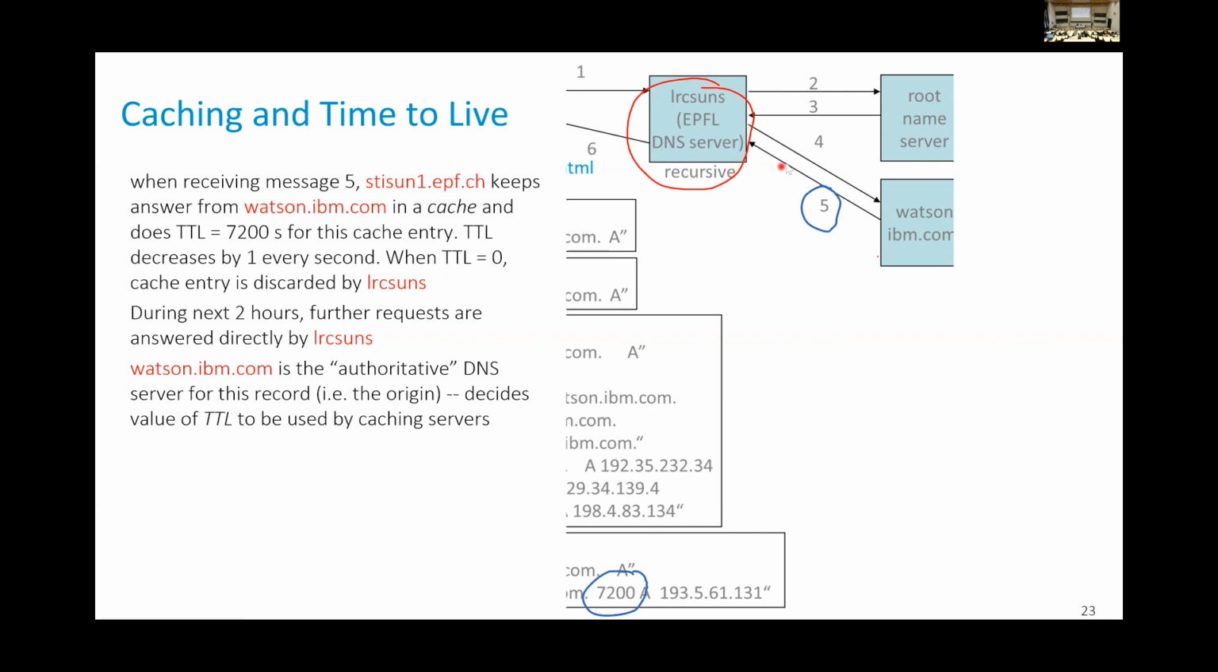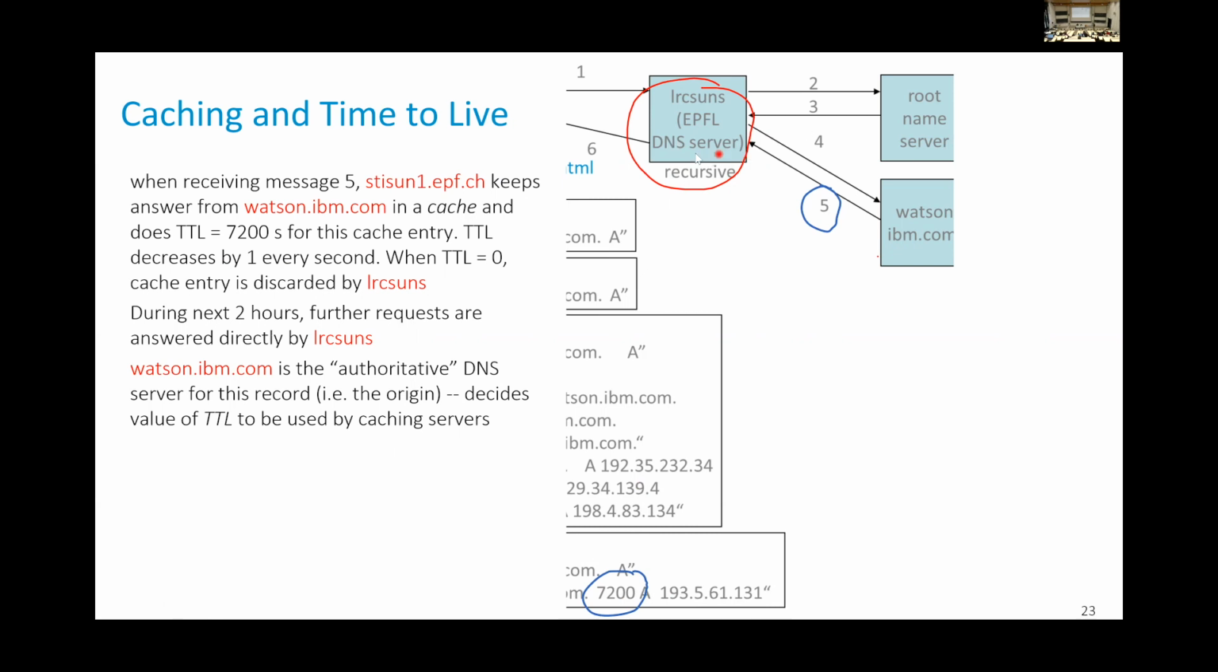The cache means that when this DNS server of EPFL has succeeded in getting a successful answer to its query, it keeps it in a cache. How long does it keep it in a cache? For as much as indicated in the field which is the time to live. Now it's a true time to live, unlike the TTL in an IPv4 packet. DNS records have a time to live, which says how long you are expected to keep this information.